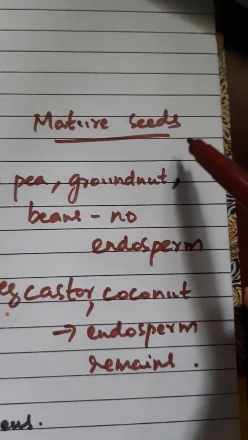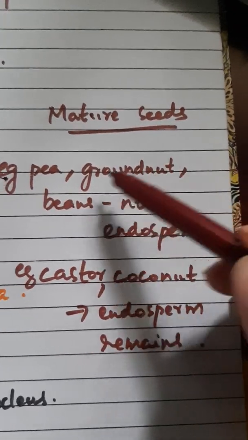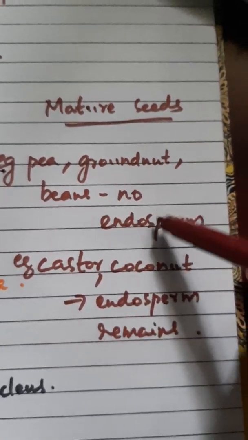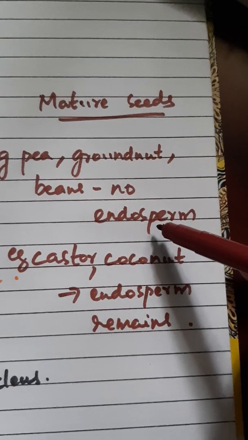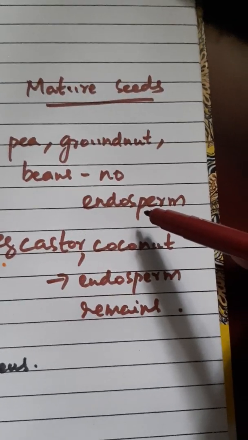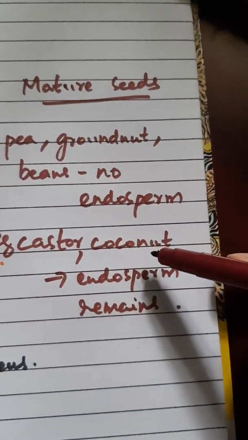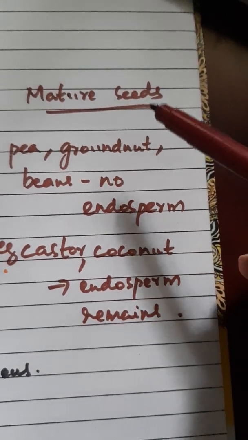So we are talking about mature seeds here. In mature seeds, in examples like pea, groundnut and beans, no endosperm remains after the seed matures because it will be completely utilized by the embryo. Whereas in case of castor and coconut, the endosperm remains in the mature seeds.